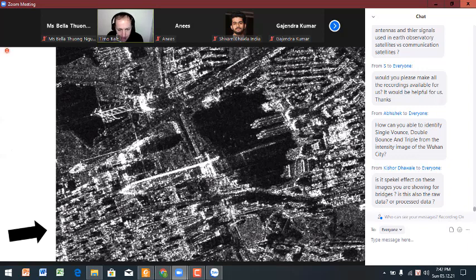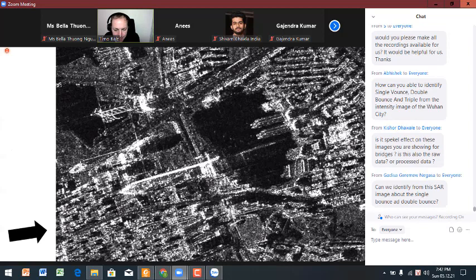This is this high Minsheng Bank building in Wuhan, right? And you see here the huge layover of that building, laying over in that direction. Okay, the double bounce is somewhere here, I assume, and this is the layover of that building. Okay, all right. Now that is the ascending orbit here.